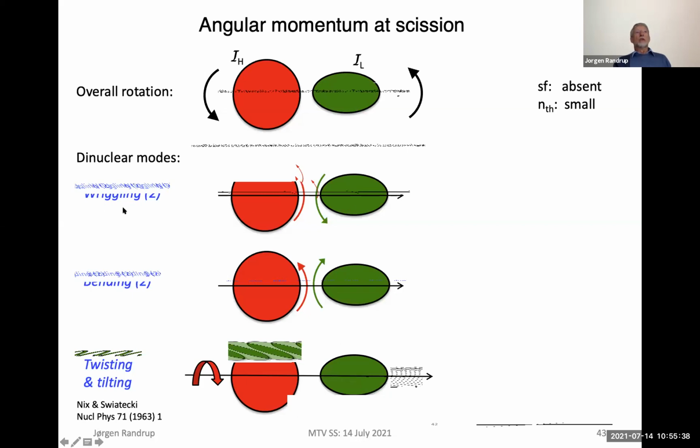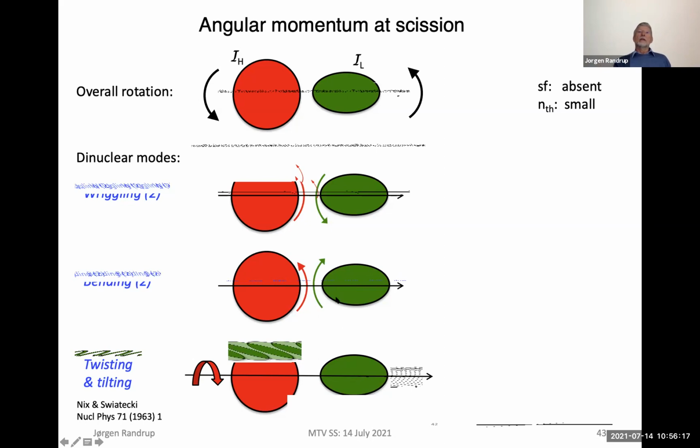One is called wriggling. In that mode, the two fragments rotate in the same sense, perpendicular to the fission axis. So this one rotates like this, and this one also rotates like this. There are two modes because X and Y are perpendicular to Z. Then the other one is called bending. There they rotate in opposite directions, but also perpendicular to the dinuclear axis, so either around X or around Y, but like this.